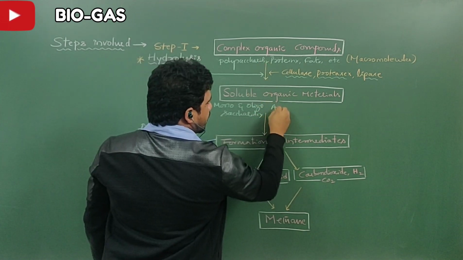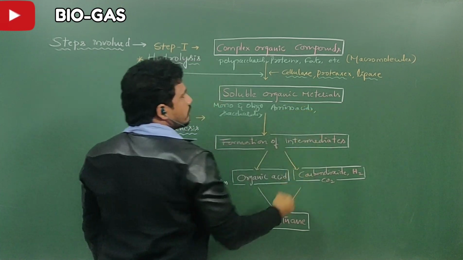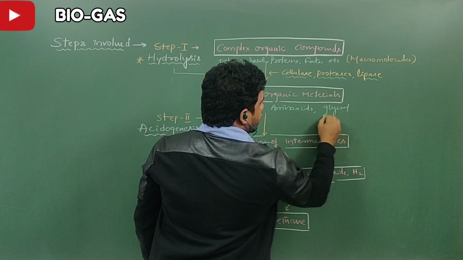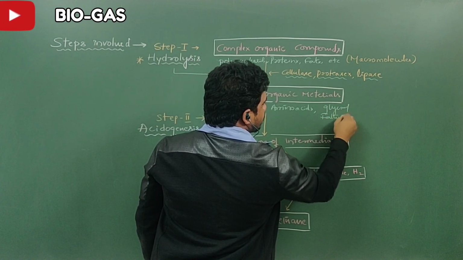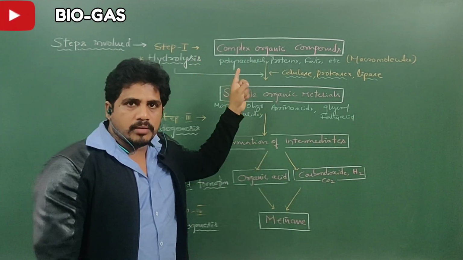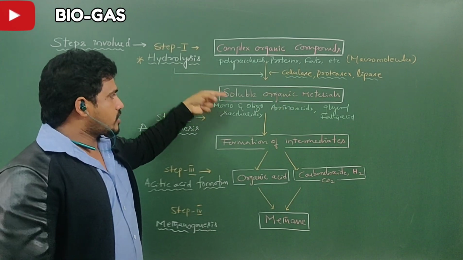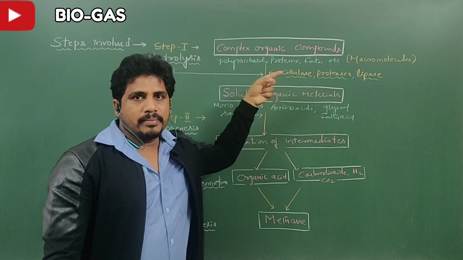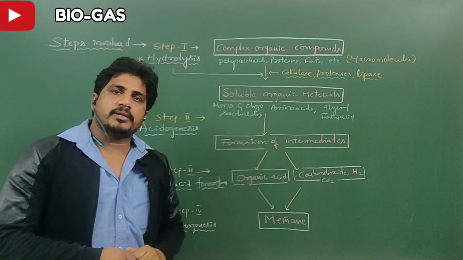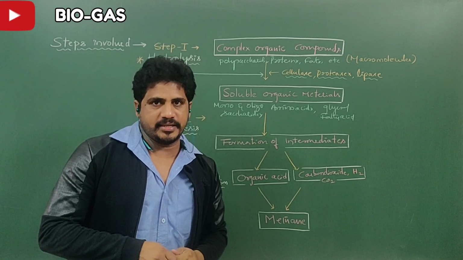Proteins turn into amino acids. Fats turn into glycerol and fatty acids. So this is how, in the first step, complex insoluble organic compounds become simple, soluble organic materials by the action of their respective enzymes. Those enzymes are produced by bacteria. Such bacteria are heterotrophic bacteria.